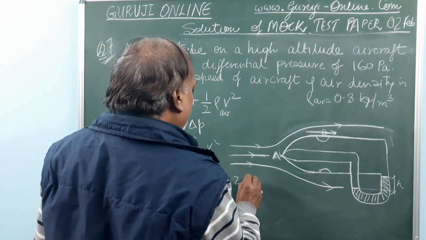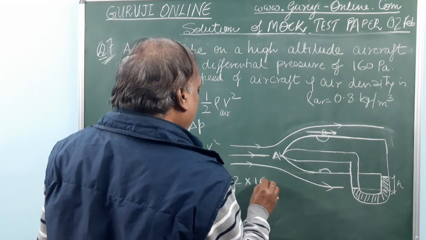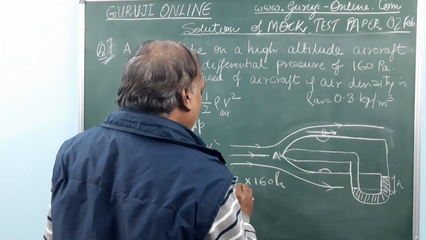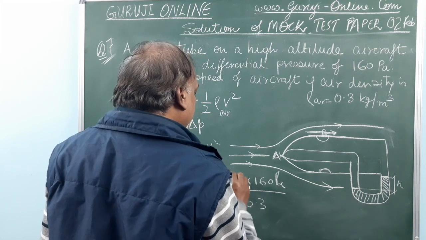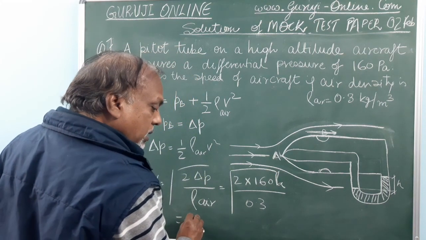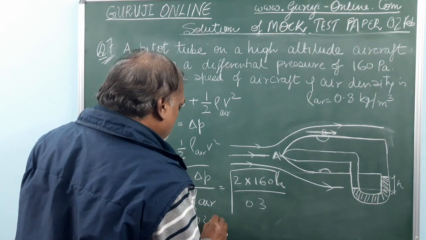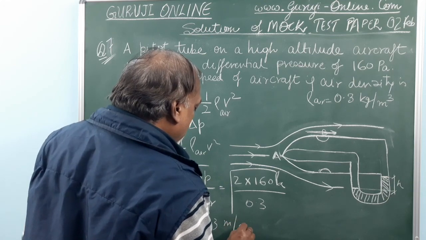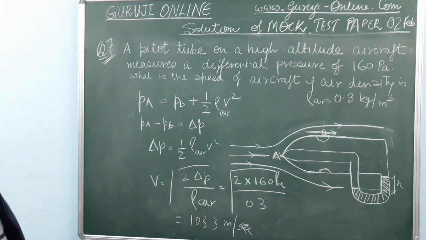But what is a pitot tube? I wanted to give some idea about this. That's why I have chosen this problem for you. So this will be nothing but 103.3 meter per second, the speed of the aircraft. So I hope you understood this problem. You can have some idea about what a pitot tube is.